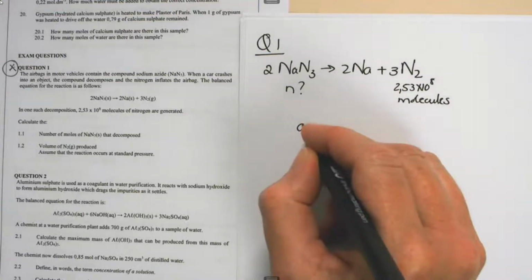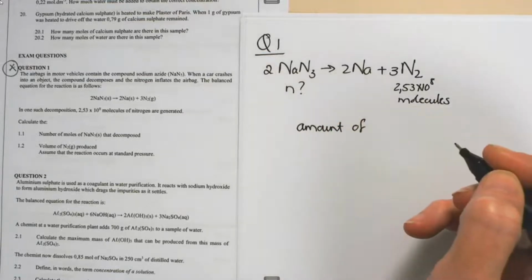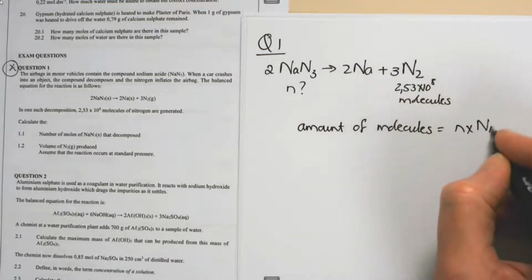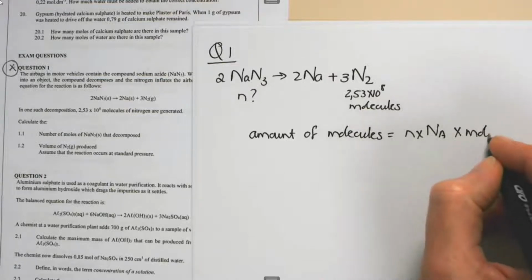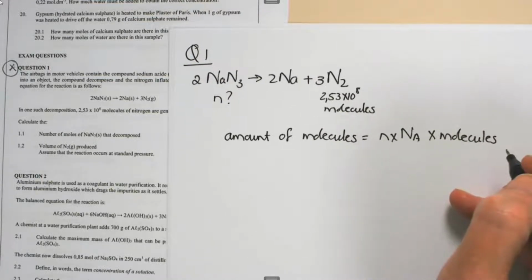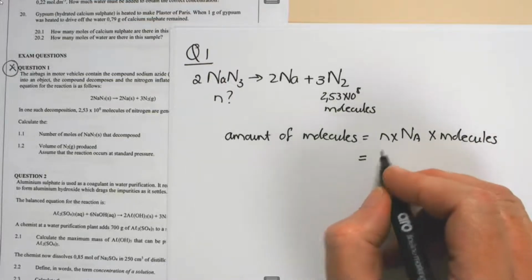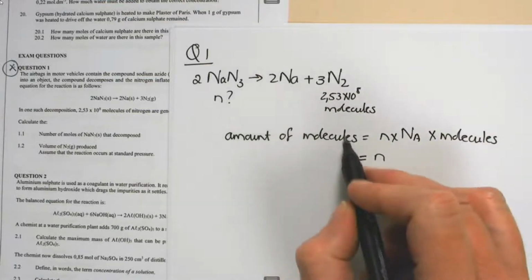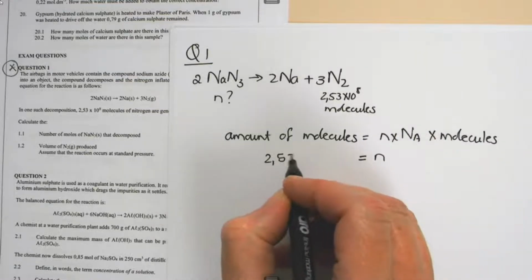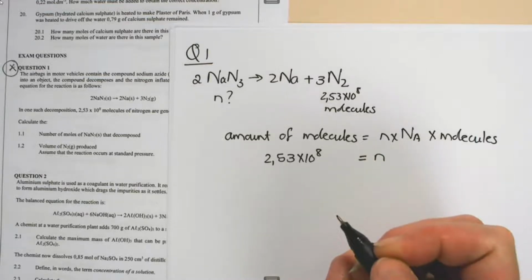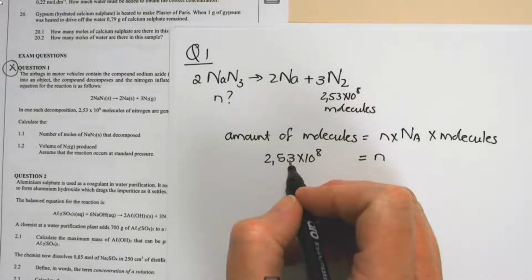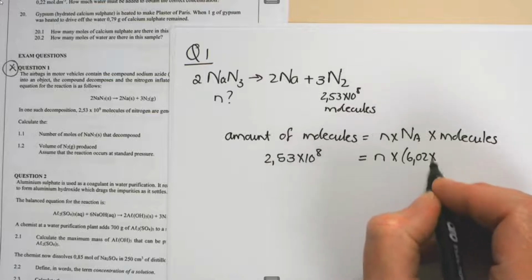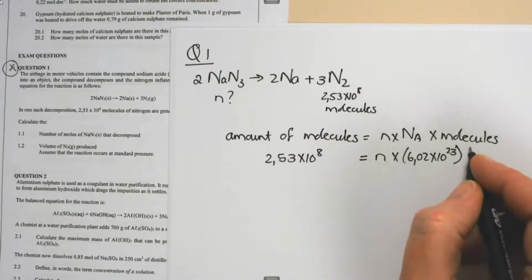So I'm going to say the amount of, and instead of the word particles, I'm writing molecules, equals n times Na times molecules. I don't know what n is, that is what I want to calculate. What is the amount of molecules that was given? 2,53 times 10 to the power of 8. So that was given. Usually we work out the left-hand side, but in this case it was given. And Na is 6,02 times 10 to the 23. Okay, and N2 is 1 molecule.